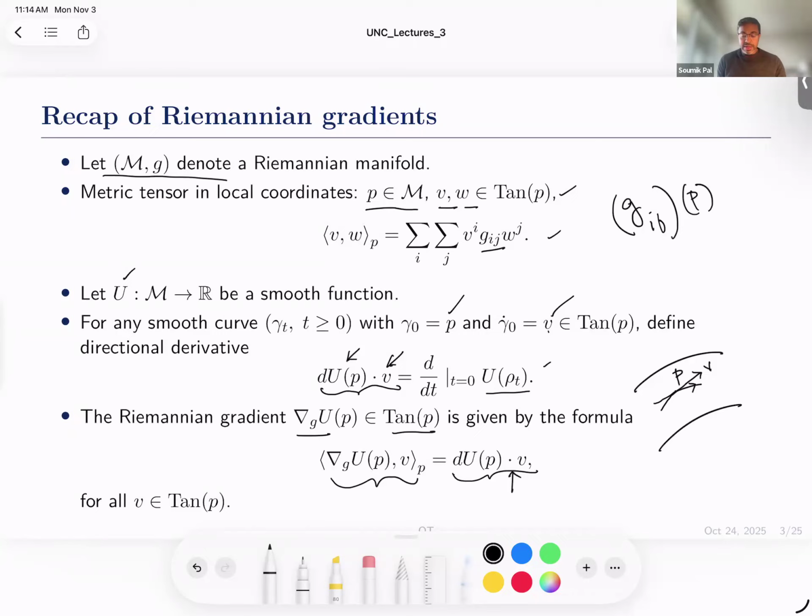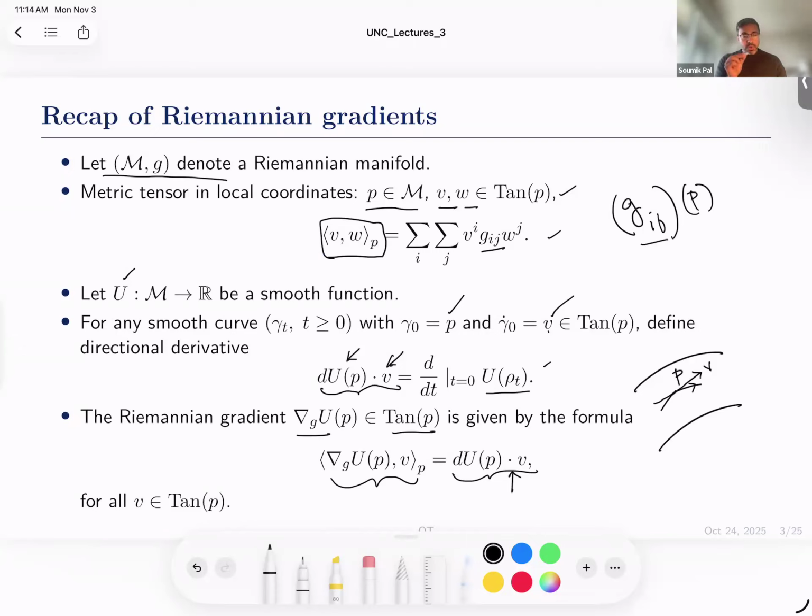It's because the Riemannian gradient is invariant under the change of coordinate systems. For example, I wrote down this G matrix, which depends on the choice of coordinate chart that we use. If I use a different coordinate chart, this representation of the metric tensor will be different. The metric tensor is intrinsic to the manifold, but its representation is different.